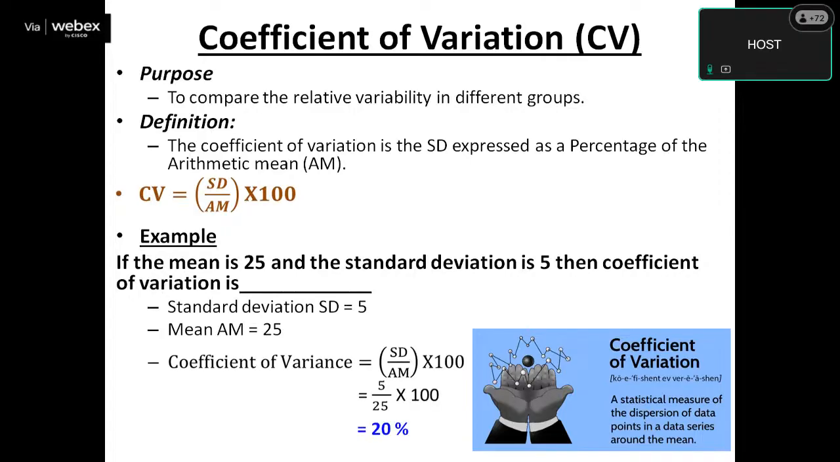Now, what is important is that if the coefficient of variation is higher, that means the dispersion of the data is more. And if the coefficient of variation is lower, that means the estimation is very precise.